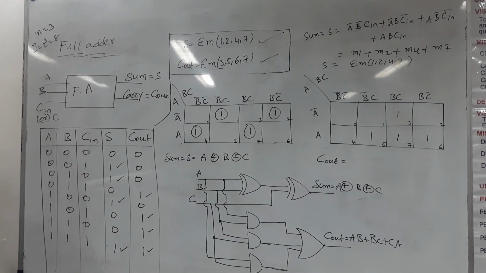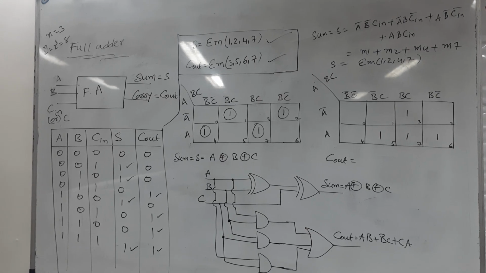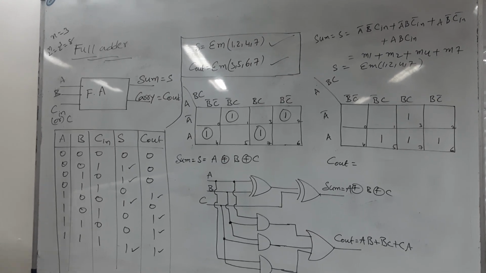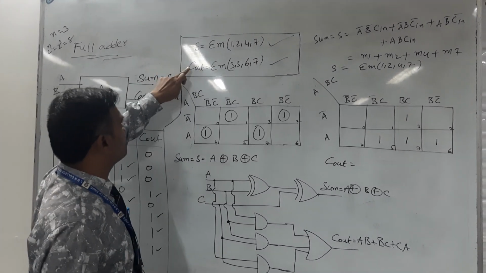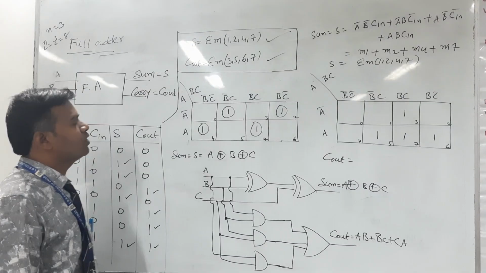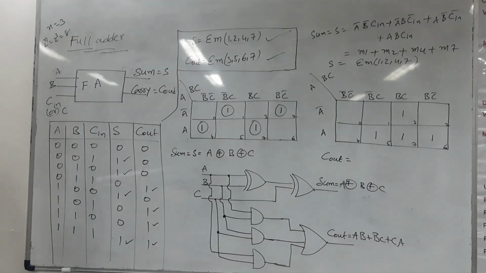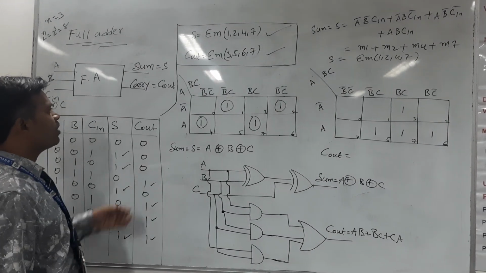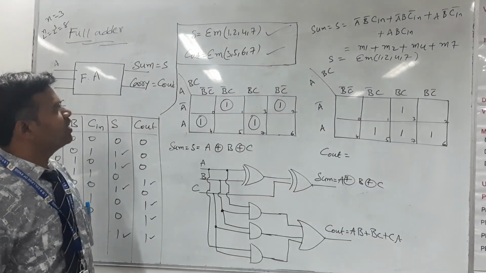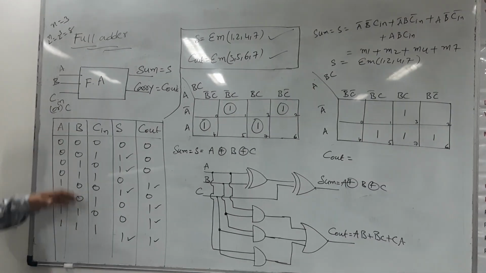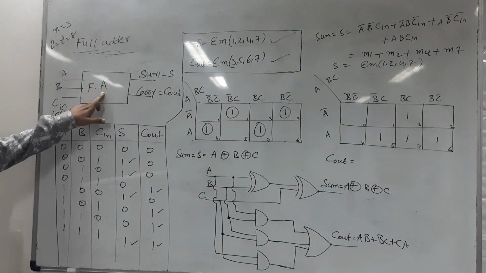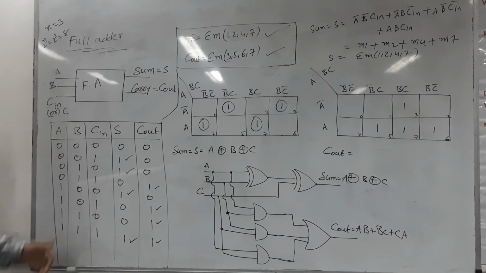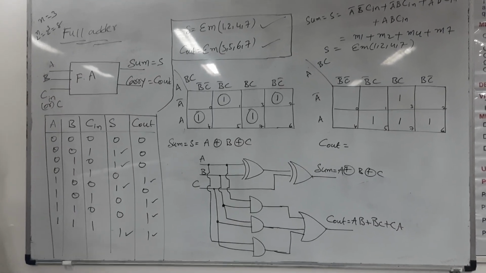as per the design procedure of the combinational circuit, you try to simplify those two Boolean expressions to the possible extent. For that purpose, you take the help of K-maps. So which K-map is suitable? A 3 variable K-map is suitable. Why? Because in our full adder, we have 3 inputs. That's why you take the 3 variable K-map.